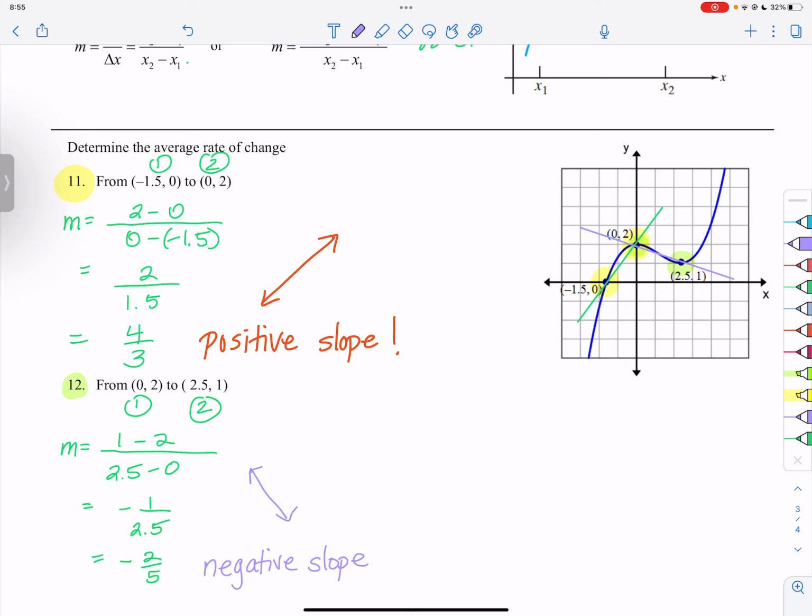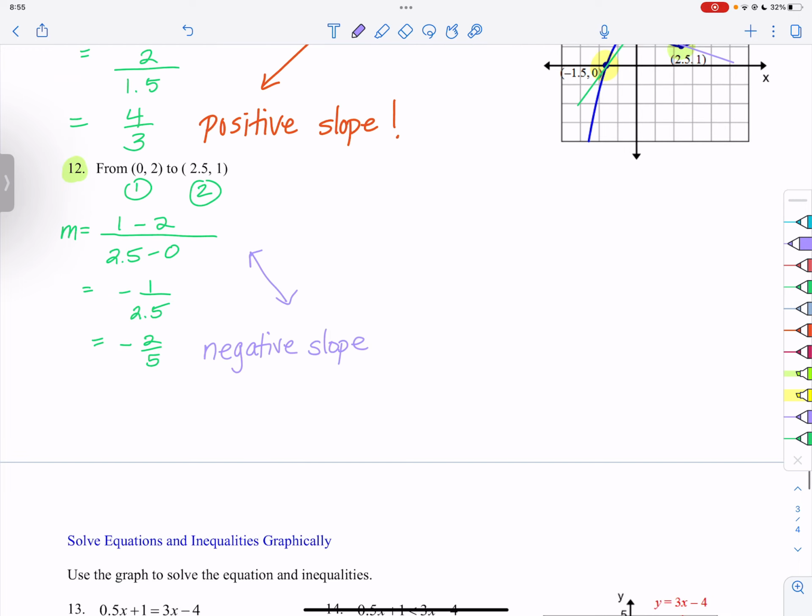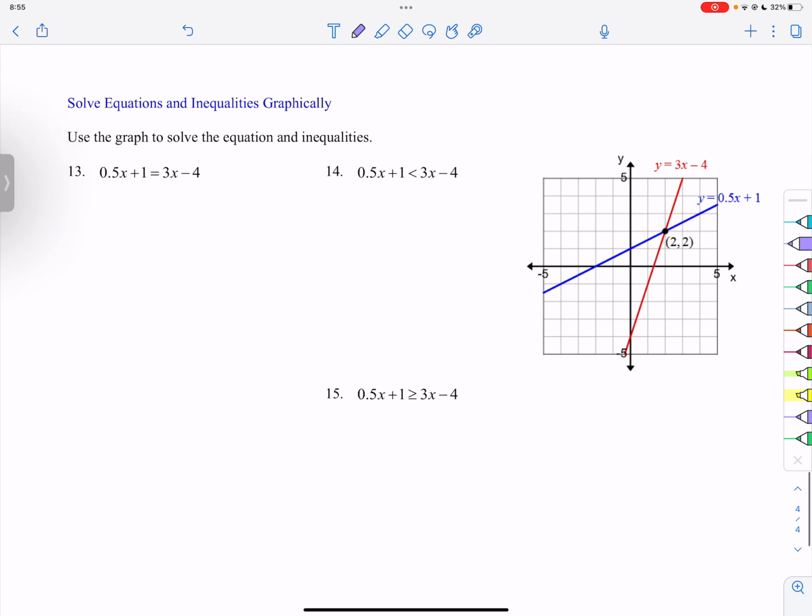Okay, let's conclude this section with these few problems here. And we are actually going to be solving equations and what else? Inequalities graphically. So we really have to think through what we are looking at. The first one is an equation. You can see the equal sign. And 14 and 15, these are inequalities. Okay, so they're a little bit different. So let's work on our equation first.